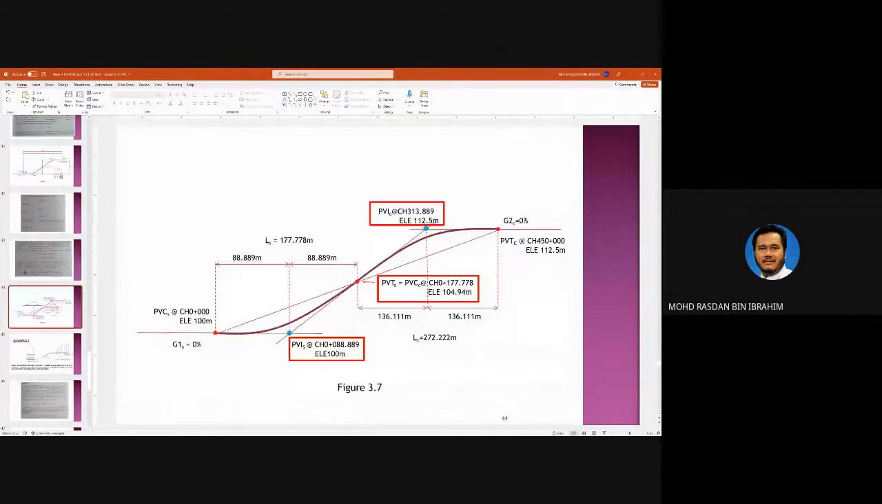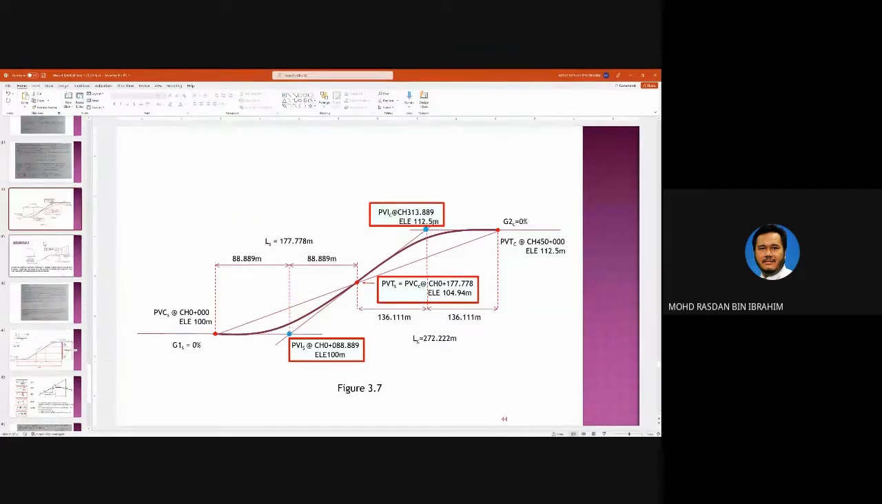Okay, so this diagram here summarizes the values that we have calculated. 177 divided by 2, and here 272 divided by 2. So from here you get the chainages and the elevations for these points. Macam cepat pula saya explain. Rasa macam panjang ni ceritanya.